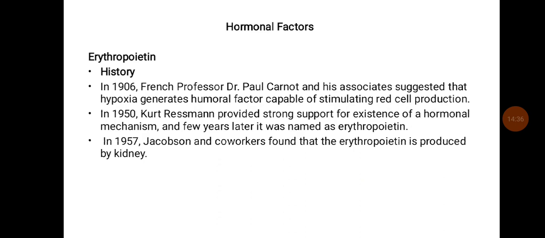Factors that control erythropoiesis can be broadly divided into hormonal, dietary, and others. Among hormonal factors, the important one is erythropoietin. French professor Paul Carnot and his associates suggested that hypoxia generates a humoral factor capable of stimulating red cell production. In 1950, Reissmann provided strong evidence for the existence of a hormonal mechanism, and a few years later it was named erythropoietin. Jacobson and co-workers found in 1957 that erythropoietin is produced by the kidney.